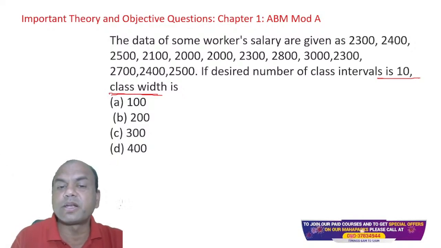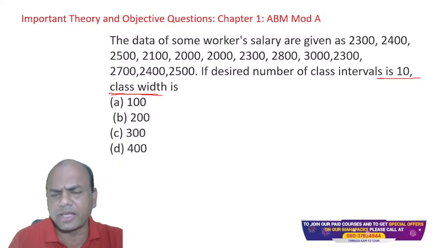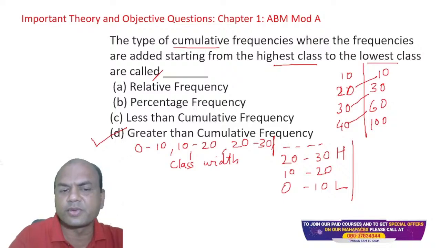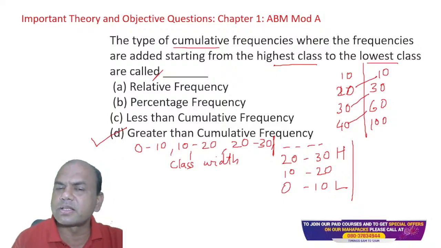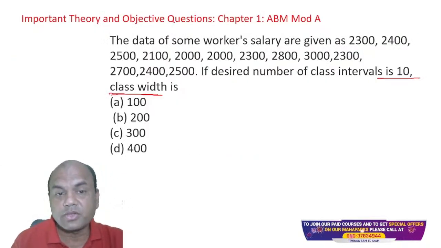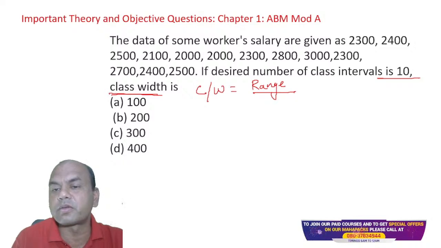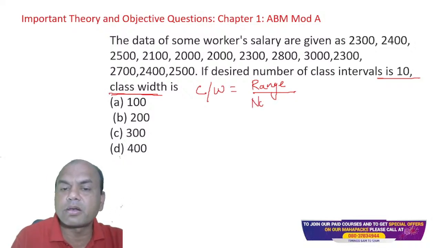Class width means, suppose I divide these numbers, like the example I gave you earlier: 0 to 10, 10 to 20, 20 to 30. The same class width you have to find over here. How to find out the class width? Remember the formula for class width, I'll write CW: class width equals range upon number of intervals.